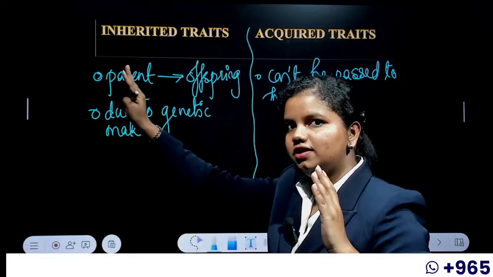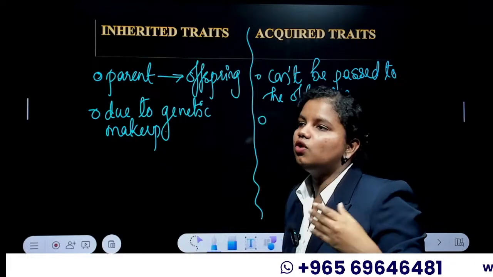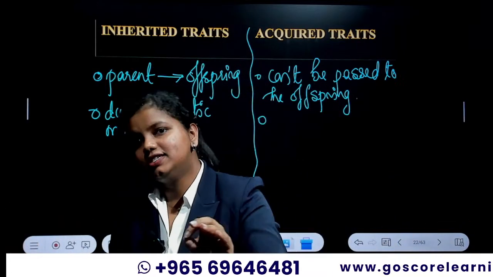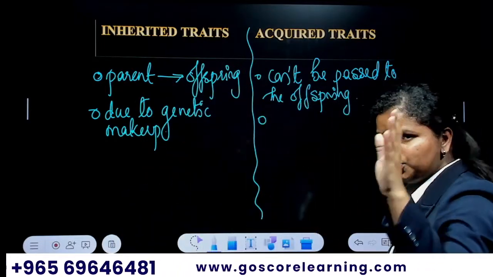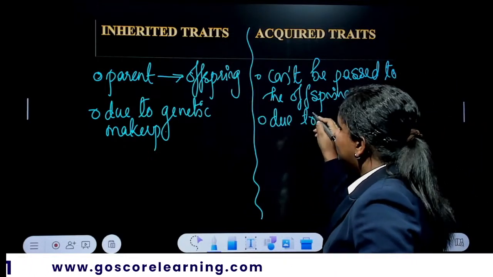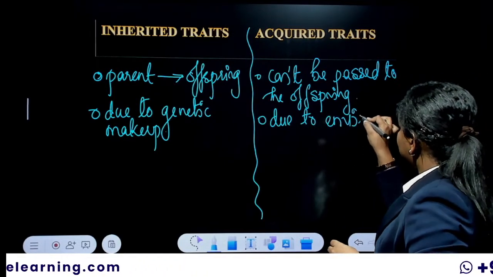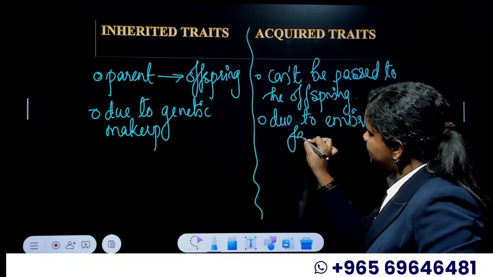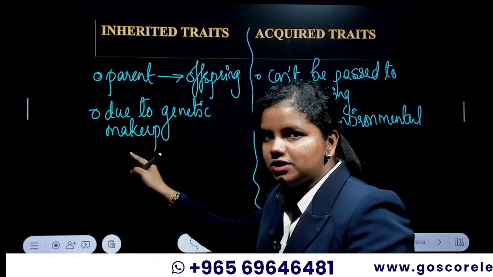It's all due to our heredity. But here, the acquired trait is nothing going to your offspring or coming from your parent. It's completely your credit. Something you gained in your lifetime, after your birth. So this is due to some sort of environmental factors. Here, genetic makeup is responsible.